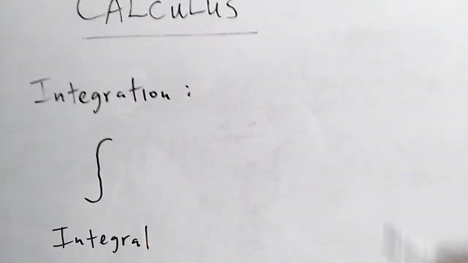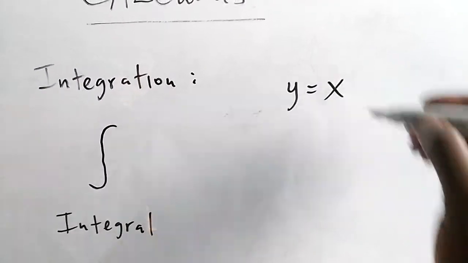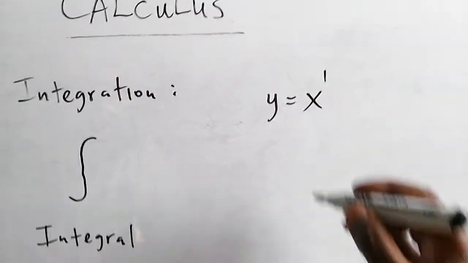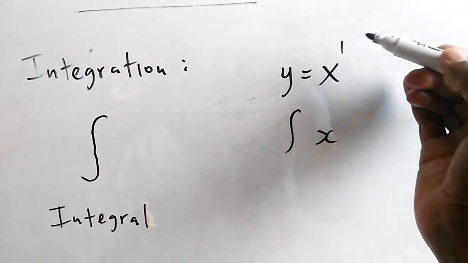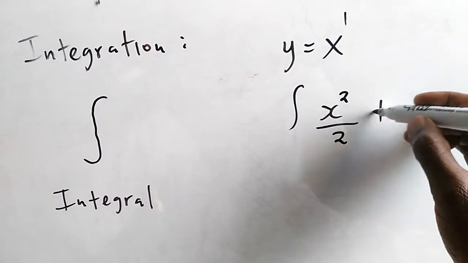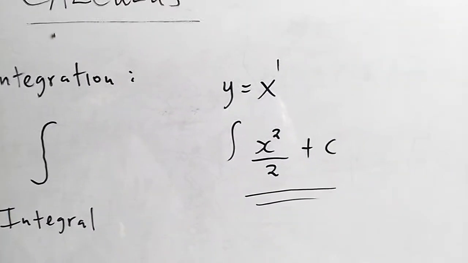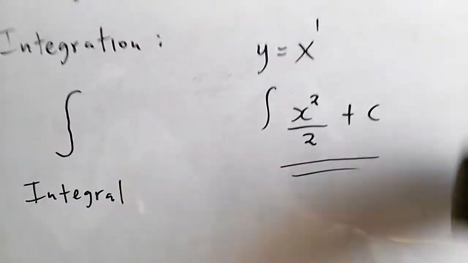So we can say, when y is equal to x, find the integration. So already there is power of 1. So you say the integral will be such that x will be 1 plus 1 is 2 over the same 2, and then you add a constant. Okay, that's the answer. What's the other one?